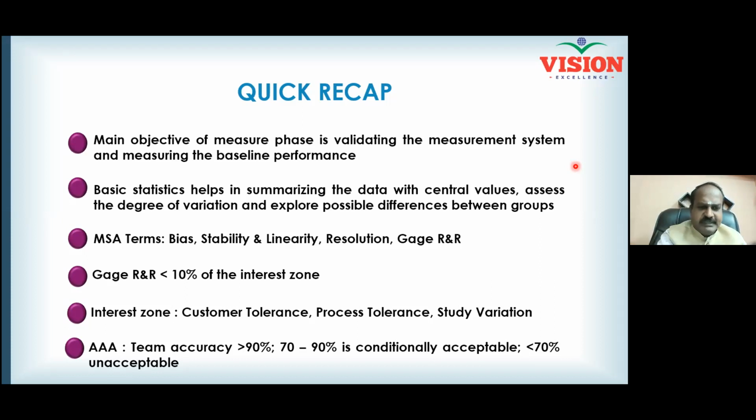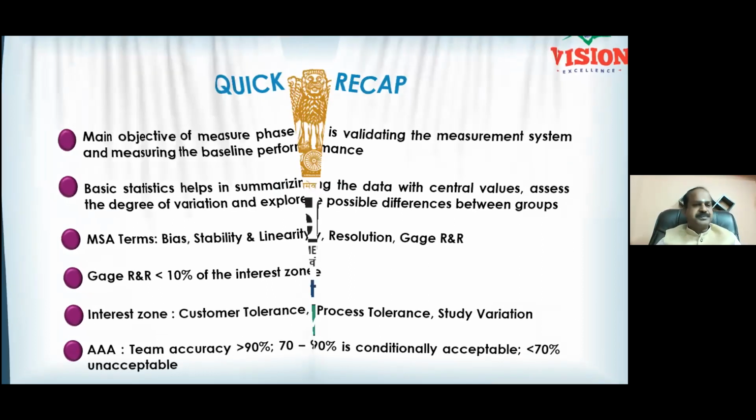For example, in a TV channel program, you see 3 judges will always be there. Each judge will give marks, isn't it? All 3 judges should give more or less similar marks. If one judge is giving a completely different mark, then the decision will go wrong. So that is what we are trying to understand here.